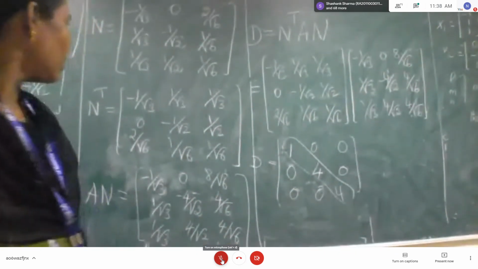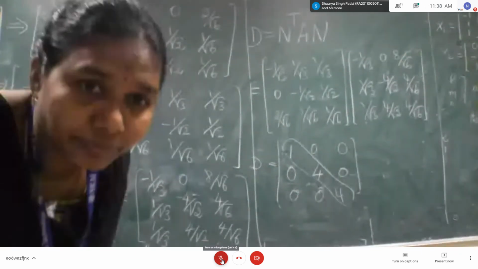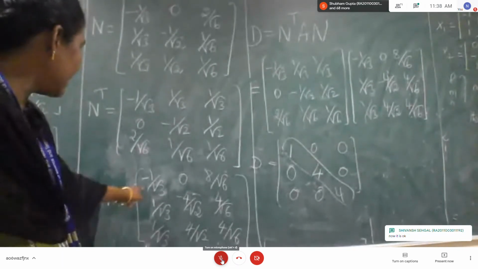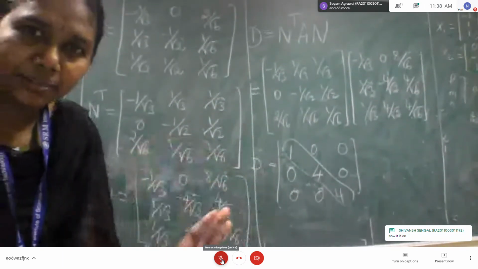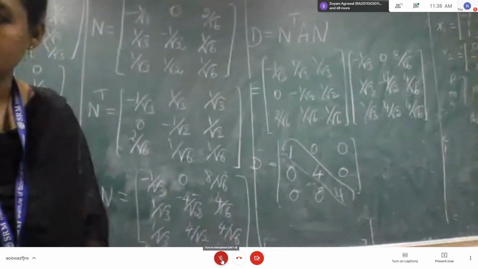And N means adjoint of N. Tell me. Just normal multiplication, A into N. You don't apply any other method here, okay? Only use this method. Okay, guys?